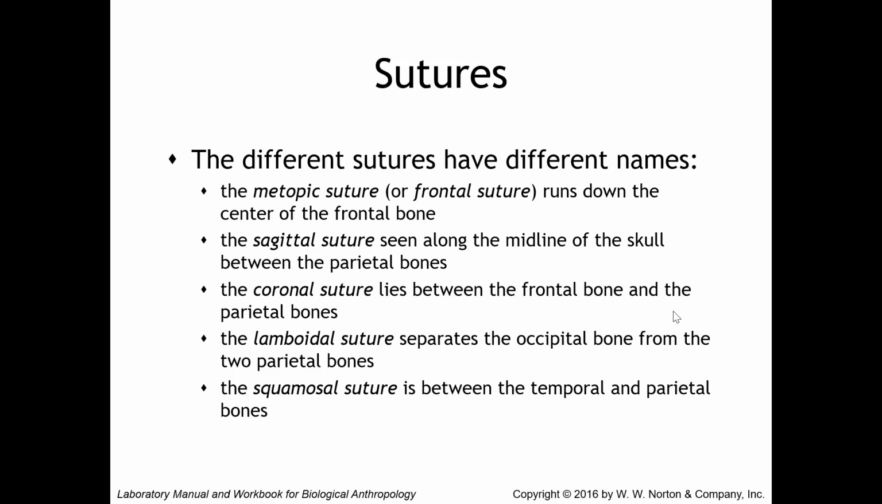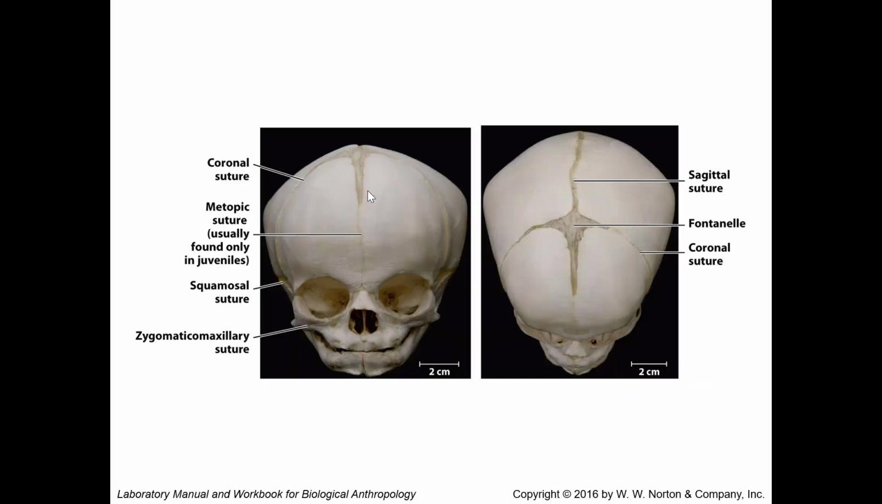So the Metopic Suture, or the Frontal Suture, runs down the center of the frontal bone. And I'm going to show you a cranium of an infant so you can see where they're located, right? So we've got our Metopic Suture here, usually only found in our juveniles. And that's the suture that runs down the center of the frontal bone.